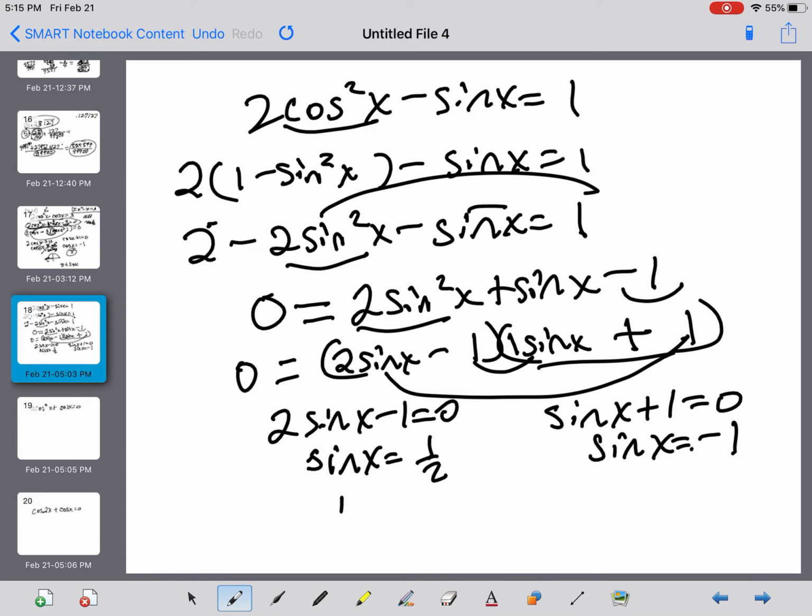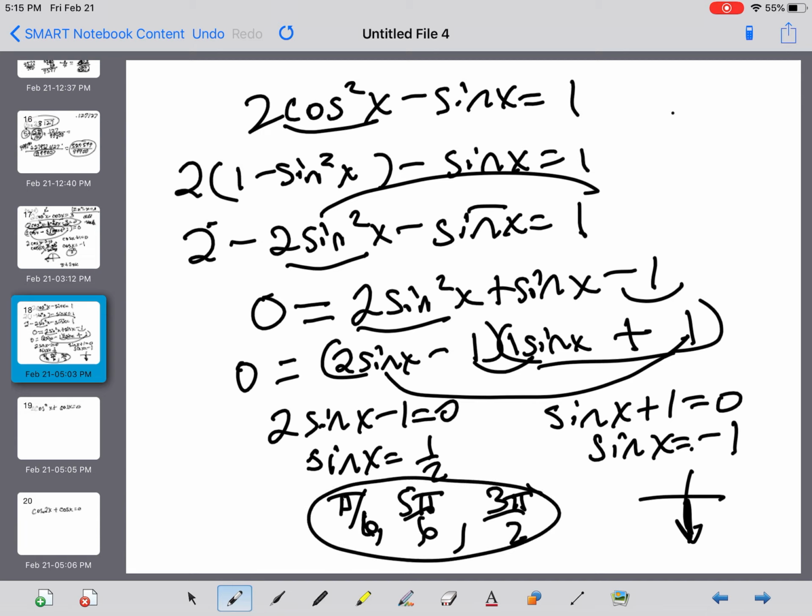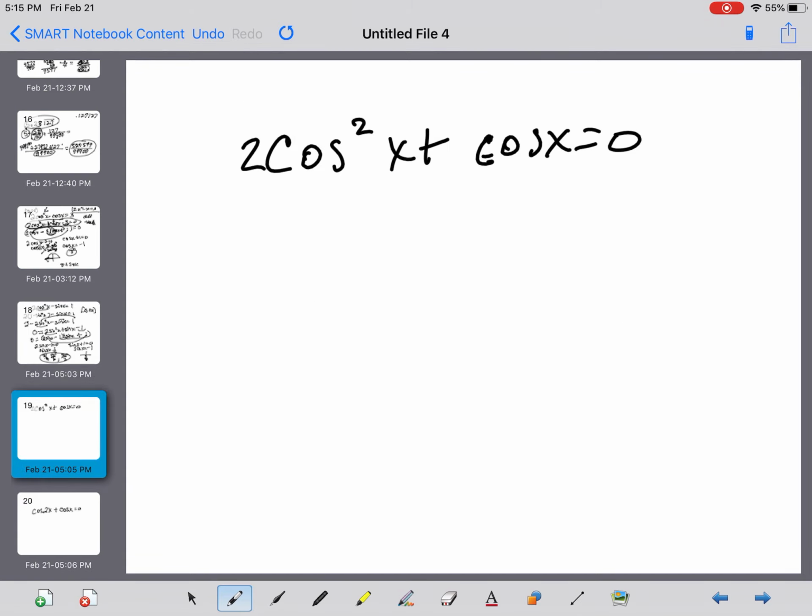Sine is 1/2 at pi over 6 and 5 pi over 6. And sine is negative 1 down here at 3 pi over 2. Those are the solutions first time around from 0 to 2 pi. If it was all solutions, I could add 2 pi k.